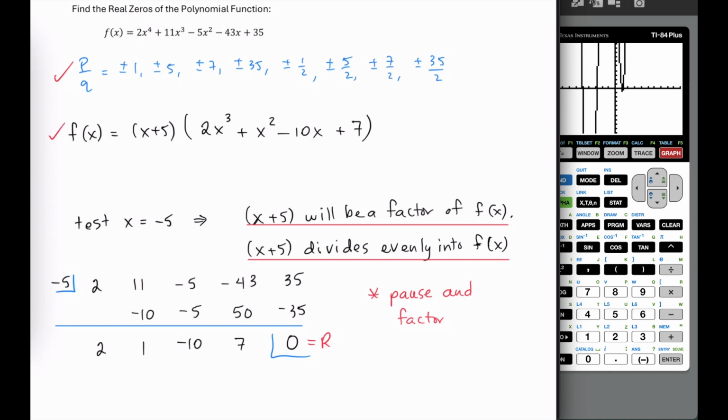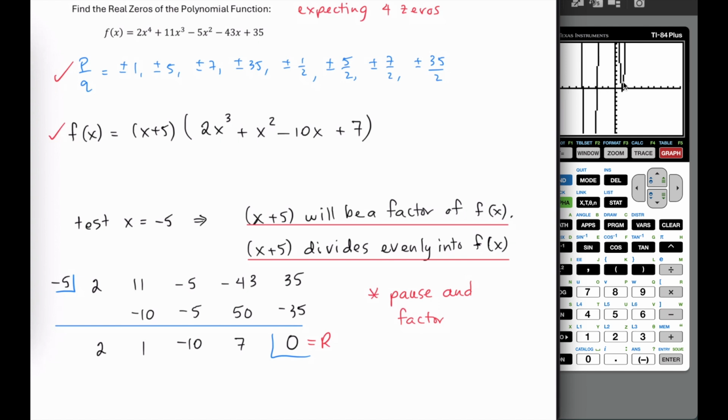Now, we've already started this factorization, but we're still not done. We need to factor it as much as possible to get all the zeros. Remember, we're actually expecting 4 zeros because this is a 4th degree polynomial function. So we need to repeat this process, go back to our P over Q list, and cross-reference that with the graph. This x-intercept does not appear to be exactly on negative 3, and negative 3 is also not in the P over Q list, so that makes this not a good candidate.